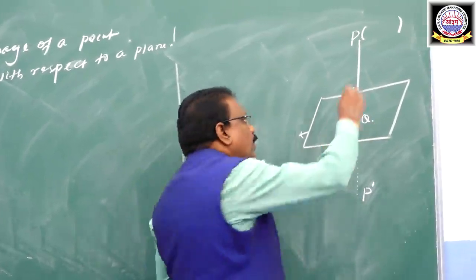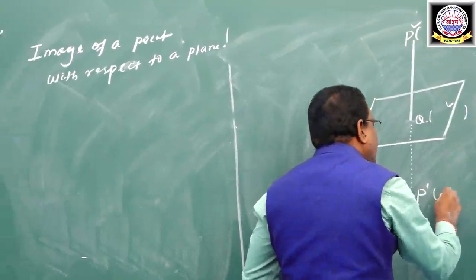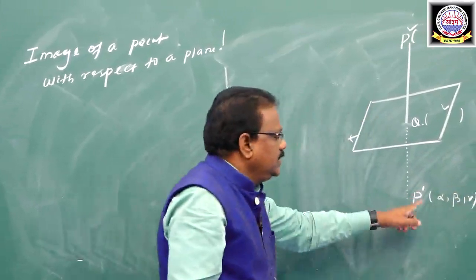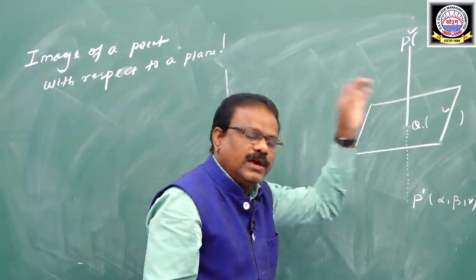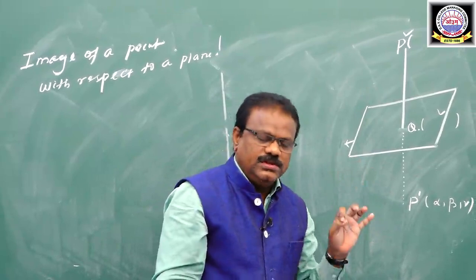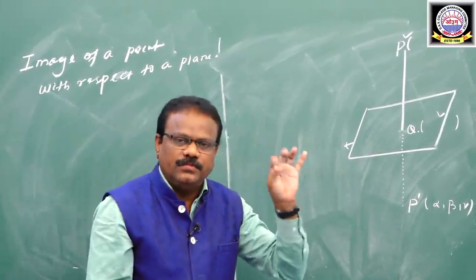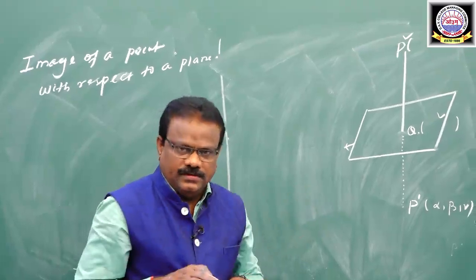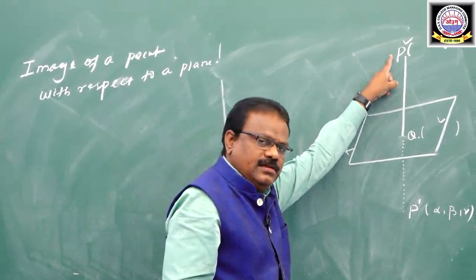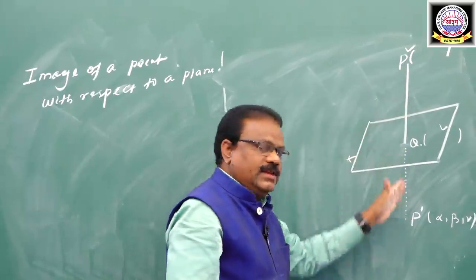After getting the coordinates of this point, let the coordinates of the image be alpha, beta, gamma. Now, that is the image of the point P. So, once again, listen. The question will be asked to find the image of a point with respect to a plane. The coordinates of the point will be given, and the equation of the plane will be given. So, we will draw the figure this way.